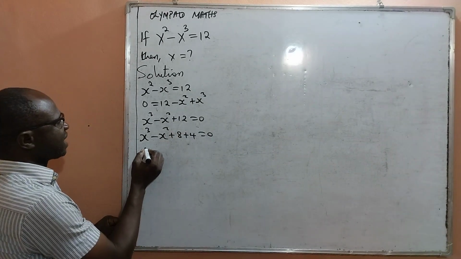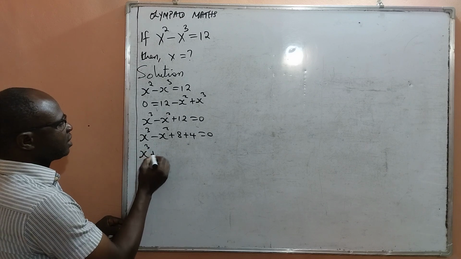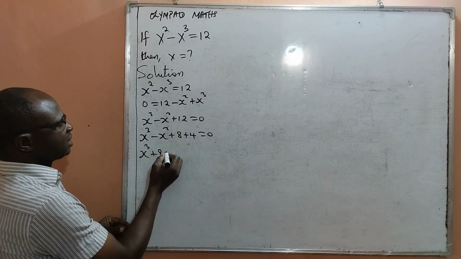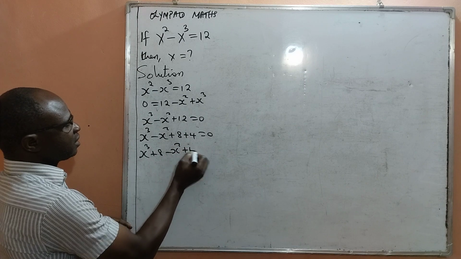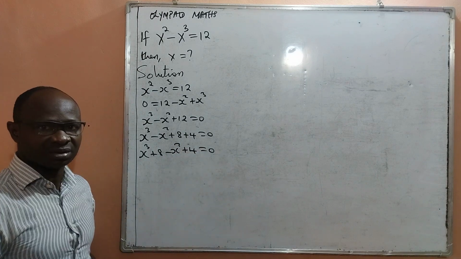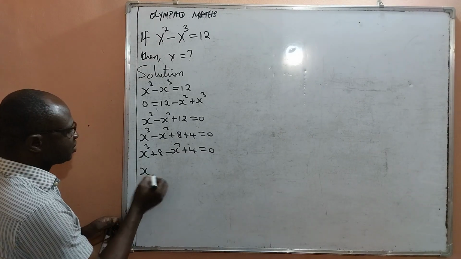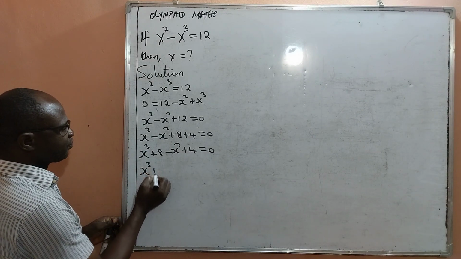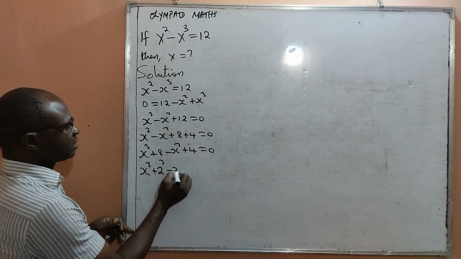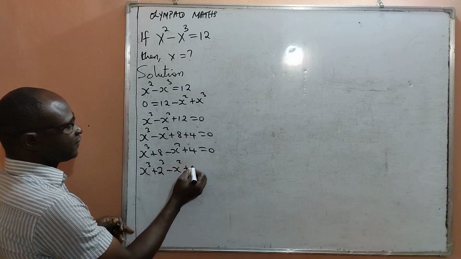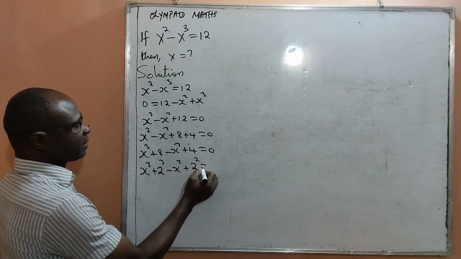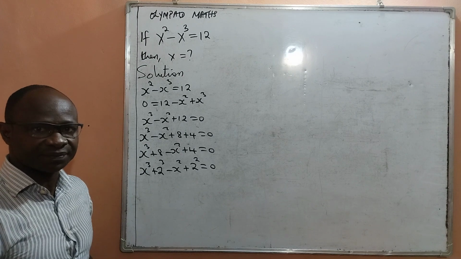Also, it can be written as x raised to power 3 plus 8, then minus x squared plus 4 equal to 0. 8 is the same thing as 2 raised to power 3, so I write x raised to power 3 plus 2 raised to power 3 minus x squared, and 4 can be written as 2 raised to power 2. This is equal to 0.